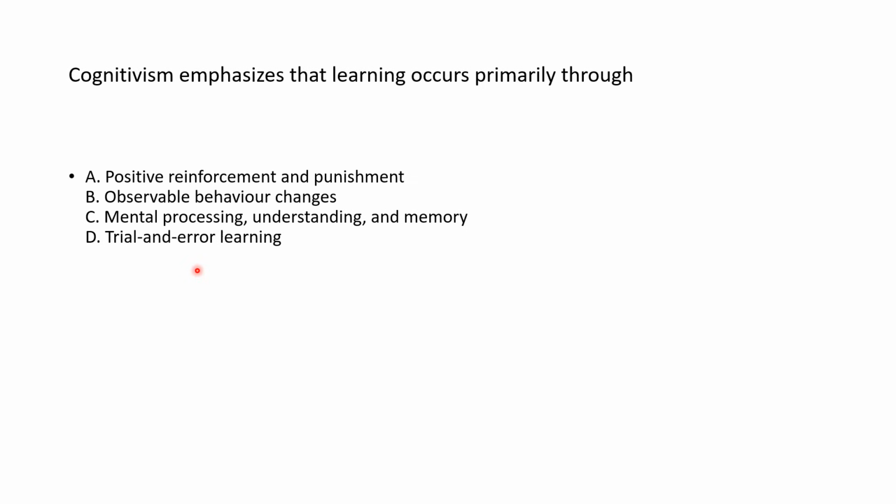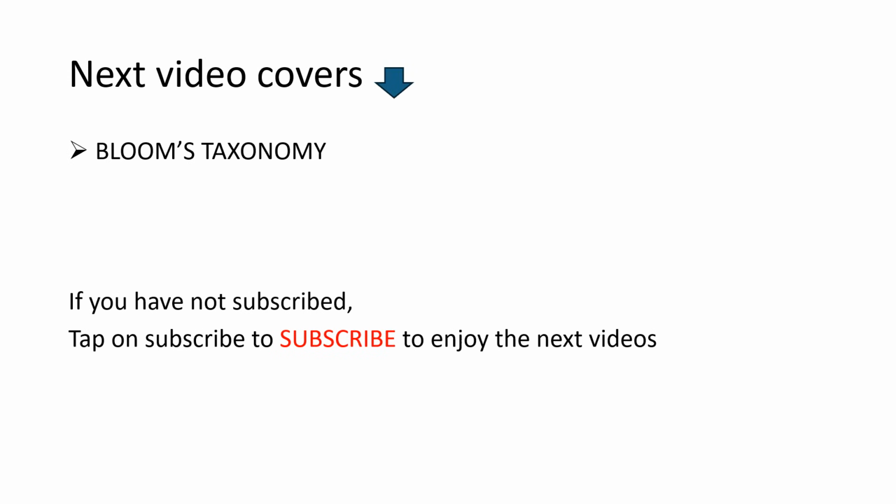Cognitivism emphasizes that learning occurs primarily through what? Positive reinforcement and punishment. This is about behaviorism. Observable behavior changes, behaviorism. Trial and error learning. That is about the Thorndike aspect. C, mental processing, understanding, and memory. So anything about the brain, the mental, whatever, go for cognitivism. So C will be our answer. Yes. All right. It looks like we are done.